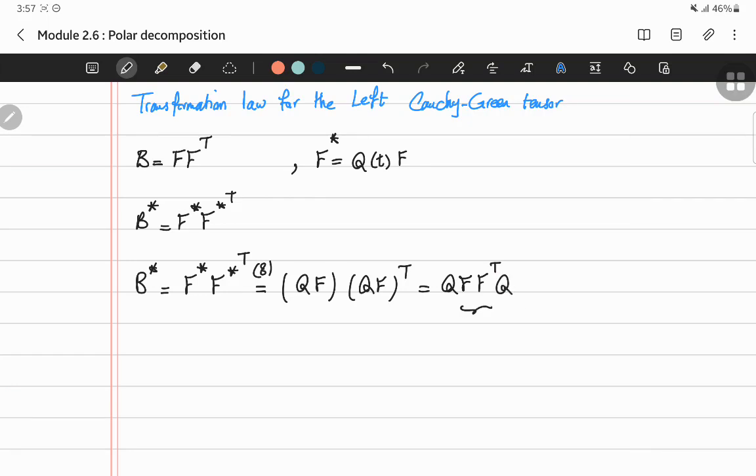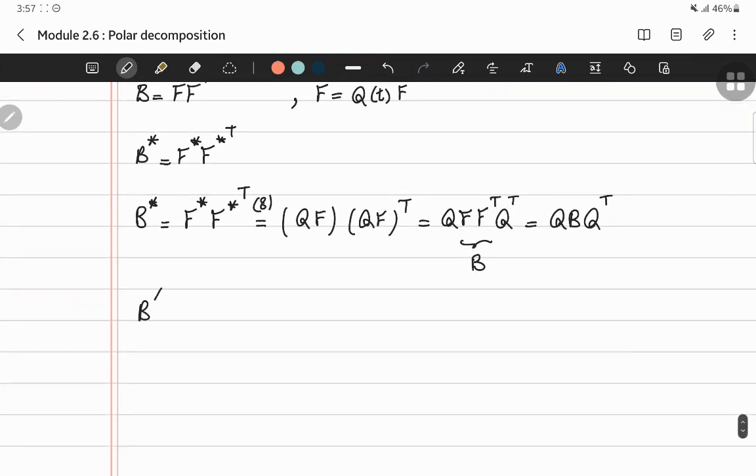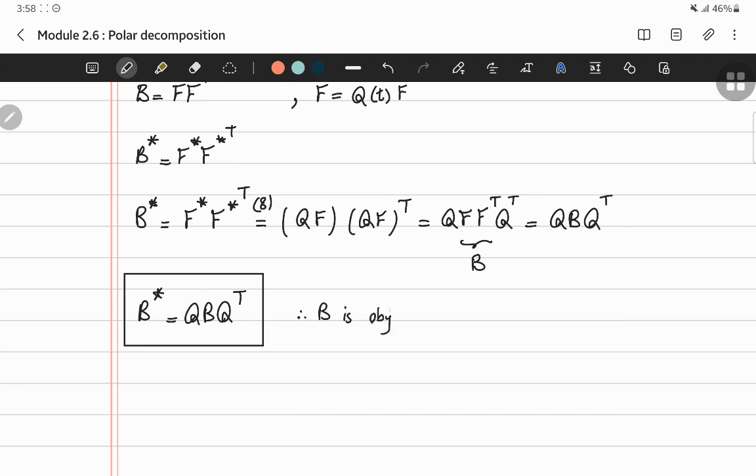This is also another kind of tensor. We call it, for example, B. Sorry, this is B, F F transpose. This is equal to Q B Q transpose. Therefore, B star is equal to Q B Q transpose. You can see that the left Cauchy-Green tensor follows the transformation rule. Therefore, B is objective.